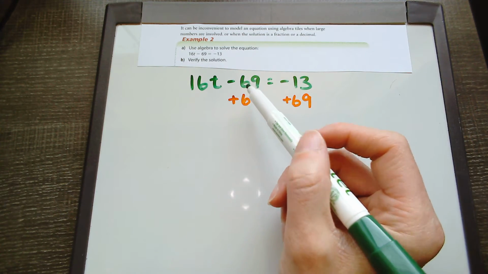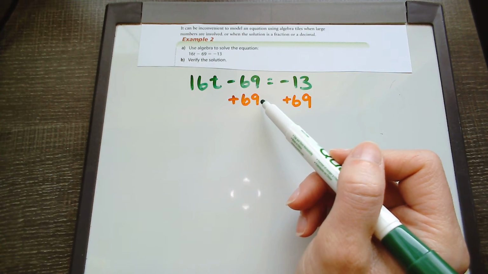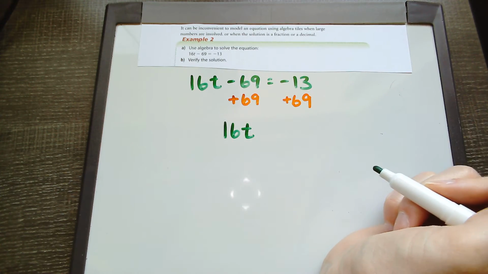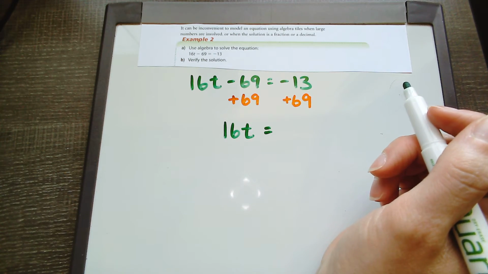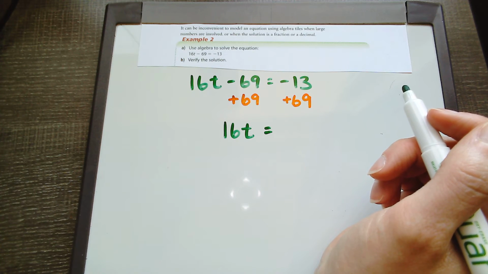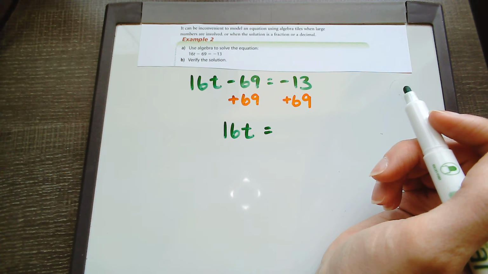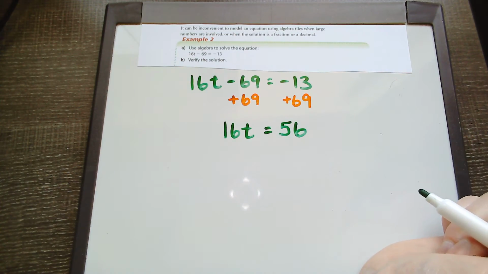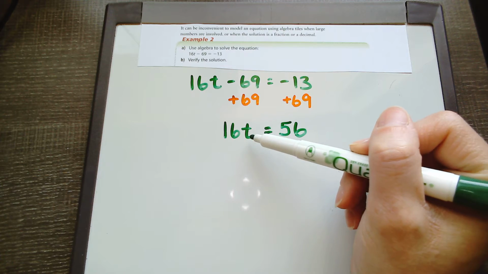So when I have this, I'm going to have minus 69 plus 69. Well, that's just equal to 0. So on the left-hand side, I am left with 16t. And on the right-hand side, I'm going to pull out my calculator, or you can do it in your head, your choice. We are going to pull out the calculator and we are going to do negative 13 plus 69 is going to give me an answer of 56. So once I'm here, I'm still working at getting just t equals.